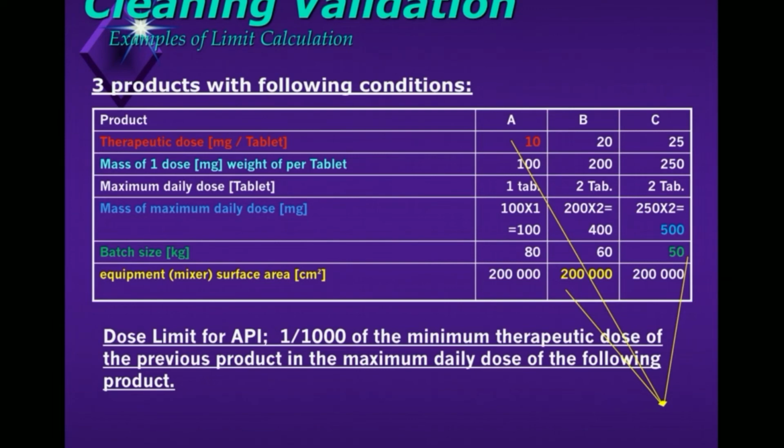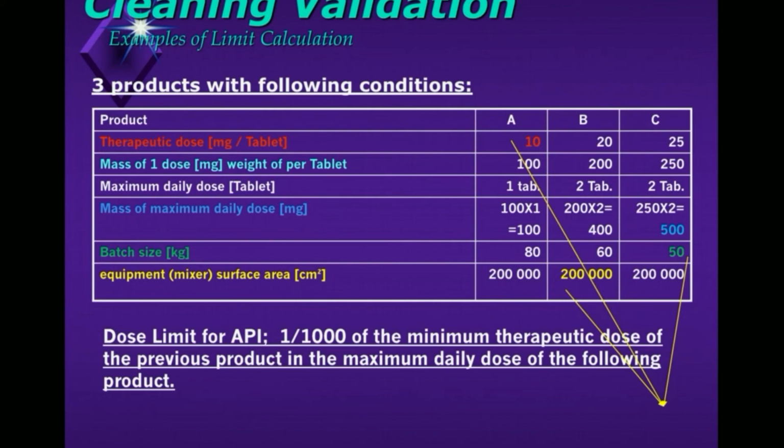Hence, mass of maximum daily dose will be, for product A, 100 into 1 is 100 milligram, since we are taking only 1 tablet per day. For product B it will be 200 milligram into 2 is 400 milligram, because we are taking 2 tablets per day. And for product C it will be 250 into 2, 500 milligram, as we are taking 2 tablets per day.